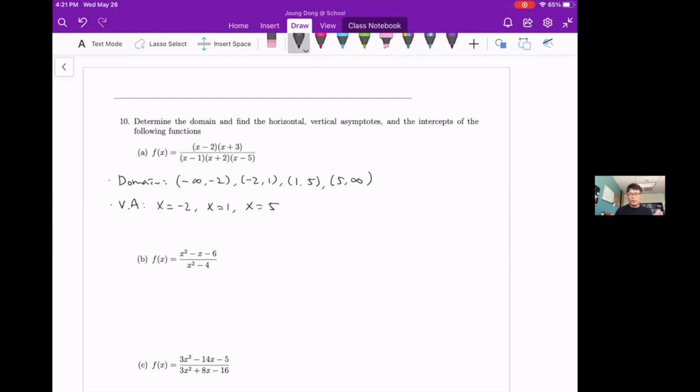Then how can you find the horizontal asymptote? As I told you, you have to compare the degree of the top and bottom. If the degree of the numerator is bigger than the denominator, there's no horizontal asymptote. The case is when your denominator degree is higher or they have the same degree.